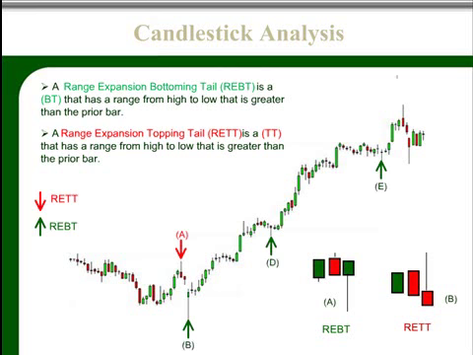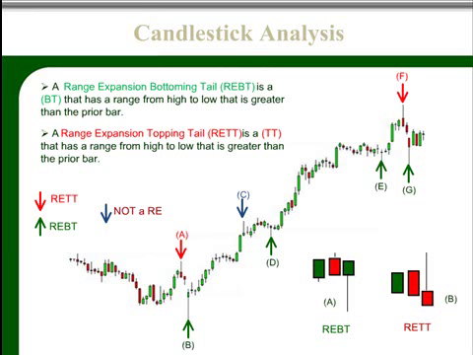Bars that have a topping tail or bottoming tail that expanded in range in comparison to the prior bar are range expansion bottoming tail or topping tail bars. The bar at C is a topping tail, but this bar is not a range expansion topping tail. This bar did not expand in range in comparison to the prior bar, which means there was not an increase in traders who were caught in this topping tail like they were in all of the other examples.